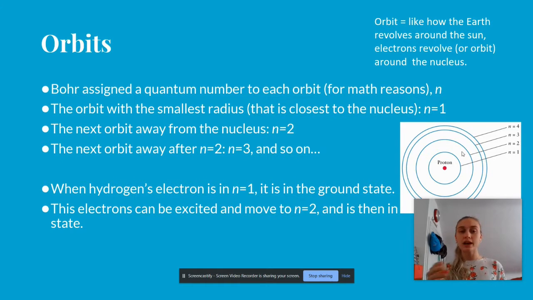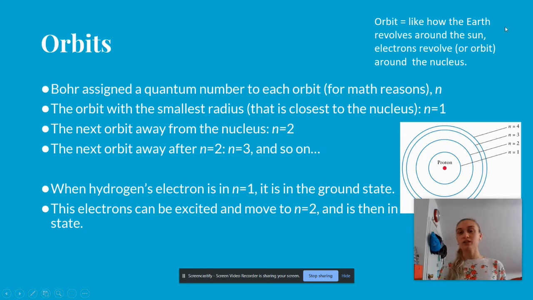But this slide is just telling you about how you have these orbits around the nucleus, and the closer it is to the nucleus, the lower the energy, and that is the ground state, and it's labeled 1. Okay, and then the farther out you go, you go out further, 2, 3, 4, and so on.